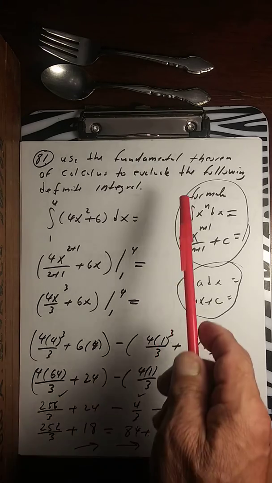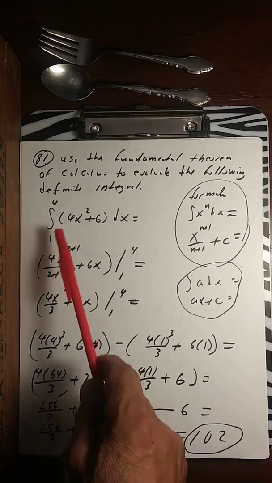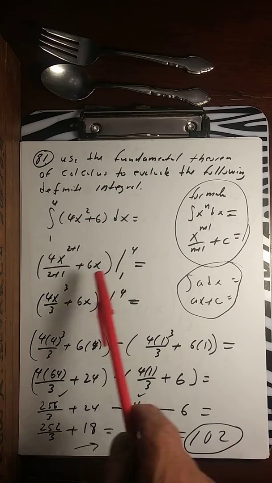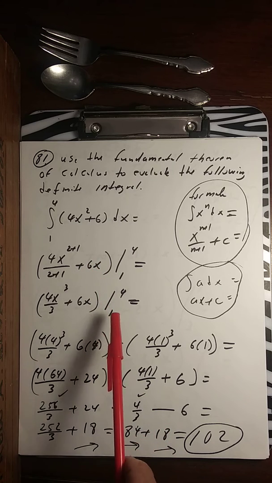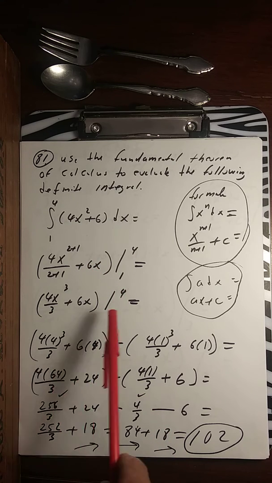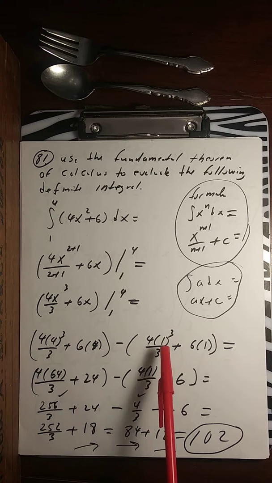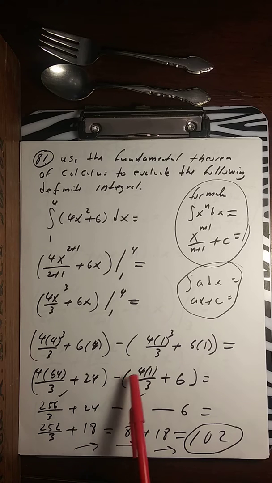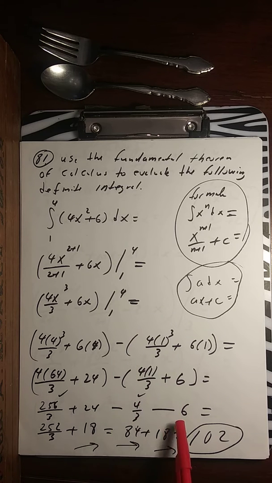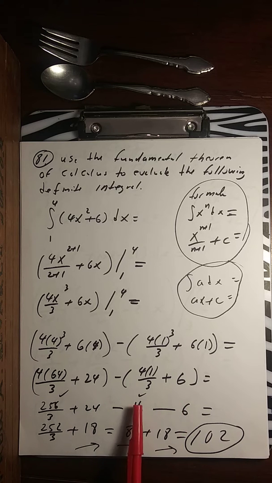Use the fundamental theorem of calculus to evaluate the following definite integral. Integral over there, you're going to use these two formulas. 4x, 1, 2 plus 1, 2 plus 1, 6x, from 1 to 4, and leave it like this. Now put the numbers in there. 4, 4, 1, 1. That's going to give you 64 times that, 256 over 3, 24, minus this one, minus that one. So now, we're going to put this one and this one together, and 4/3, and that one is there. And this divides this 84 times, so we have 84 plus 18 is a 102.